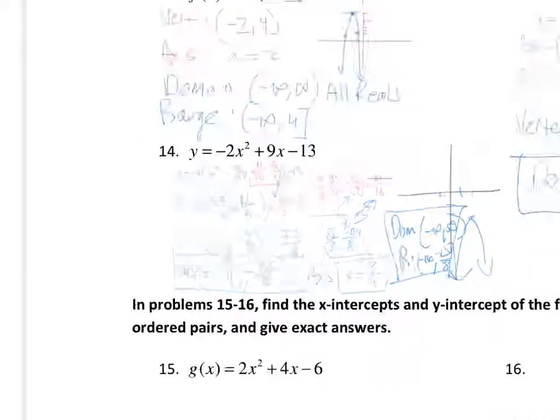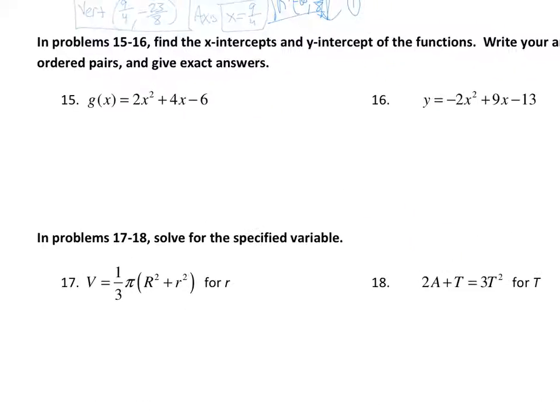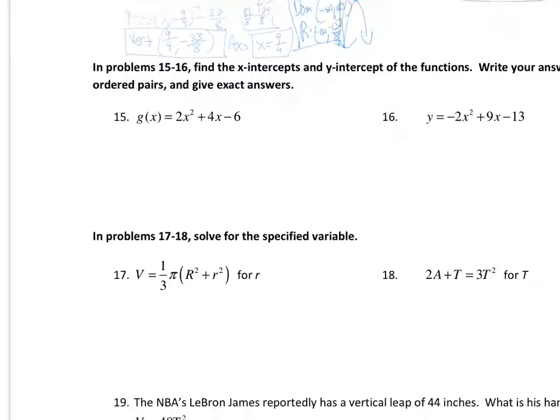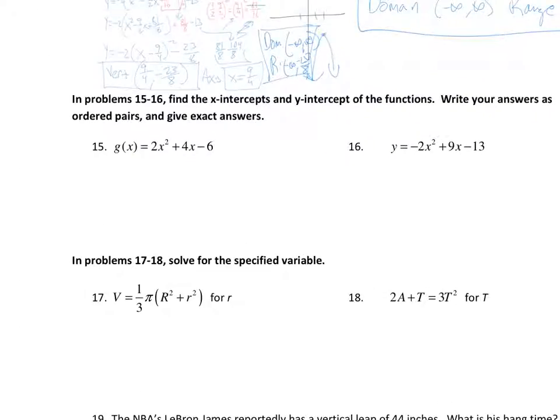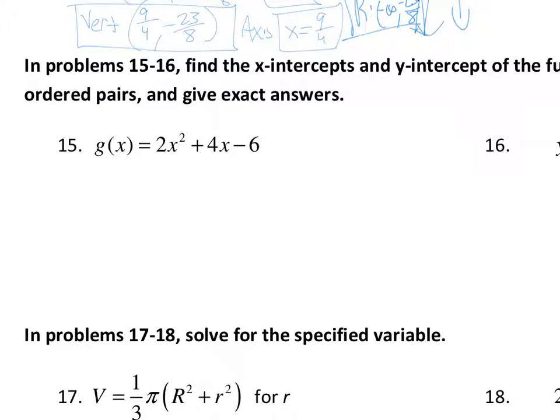All right. Now we need to find the x-intercepts and y-intercepts of functions. Write them as ordered pairs, okay? Remember, to find the x-intercept, plug in 0 for the y's. To find the y-intercept, plug in 0 for the x's. So the y-intercept's easy. That's g of 0, which is 2 times 0 squared, plus 4 times 0 minus 6, which is just negative 6.